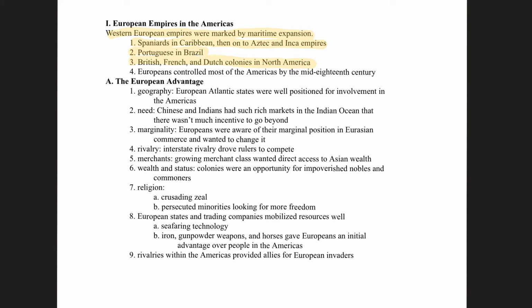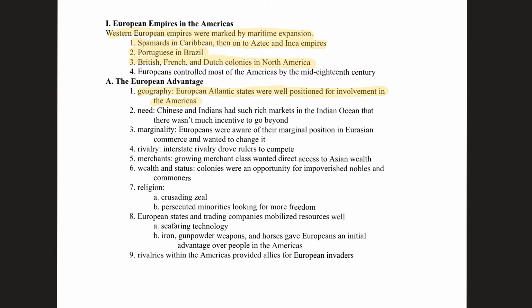So the Europeans have a couple advantages here that allow them to get into the Americas. Some of these are a little common sense, and some of them we've talked a little bit about before. The first one here is geography. The European Atlantic states were well positioned for involvement in the Americas. In other words, and you want to put this note here next to number one, because we do have some other things that have to go with two and three just for a little bit of space for you, please put down here that they are closer to the Americas.